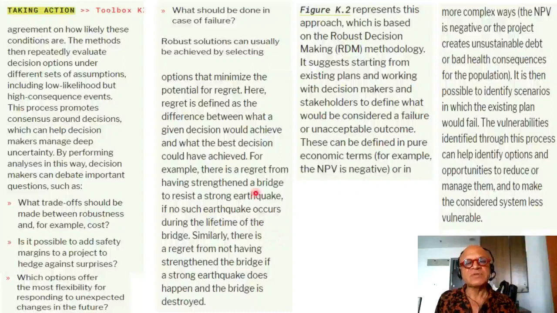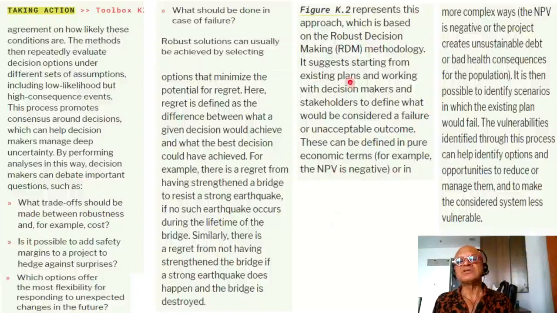Okay. For example, there is a regret from having strengthened the bridge, as we said, for earthquake and the earthquake doesn't happen. Similarly, there is a regret from not having strengthened the bridge if a strong earthquake does happen and the bridge is destroyed. So you will think we didn't strengthen it enough, or we didn't strengthen it at all and saved money, but we lost the bridge, right?